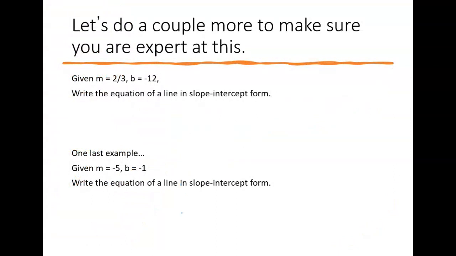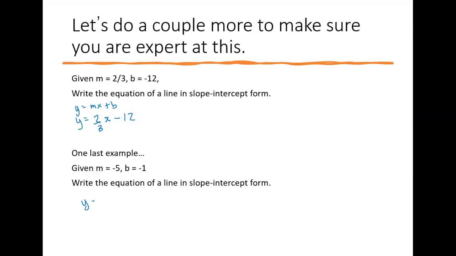So let's make sure we're experts at this. Let's try a couple more. So we have m equals 2/3, and b equals negative 12. So we always start by writing the equation of our line. So y equals mx plus b. My m is 2/3, and my b is negative 12. So I could put the plus and then the minus, but I know it's just going to become an overall negative. So I'm just going to put 12. So my equation of a line is y equals 2/3 x minus 12, and I'm done.